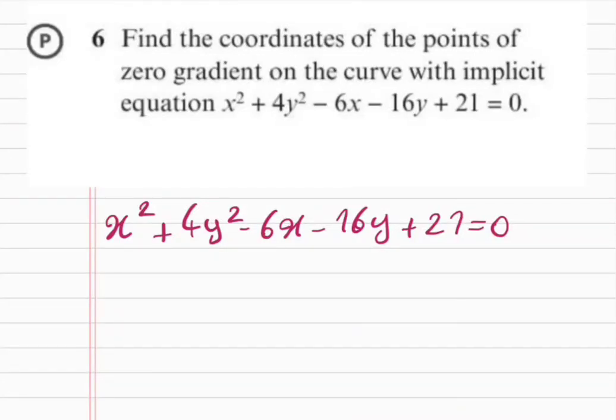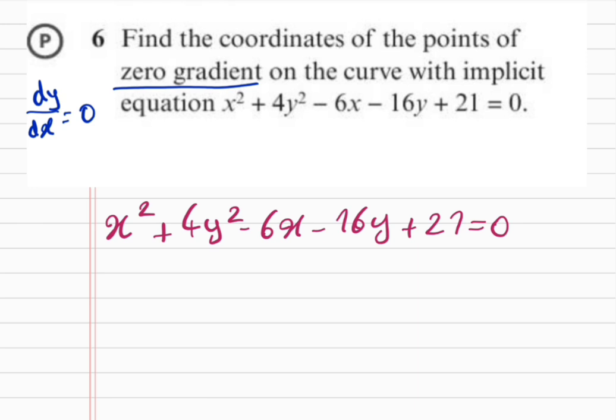Hi everyone, this video is on question 6 of exercise 9H, and it's about finding the coordinates of the points of zero gradients, which just basically means differentiate and find the coordinates of the points when dy/dx is equal to 0. So it's basically all about solving an equation once we have found the derivative.